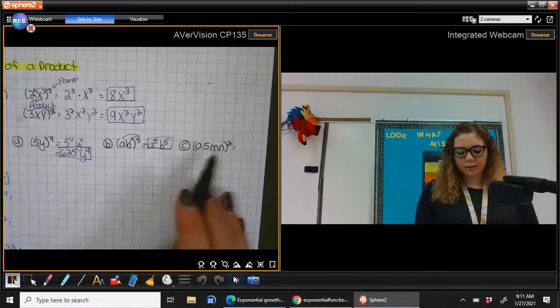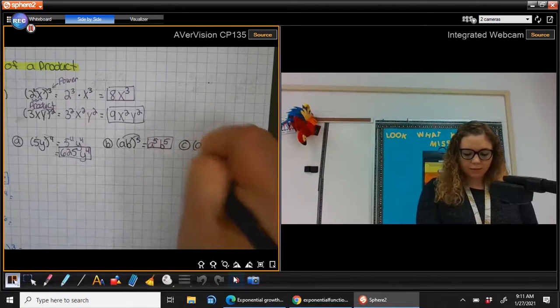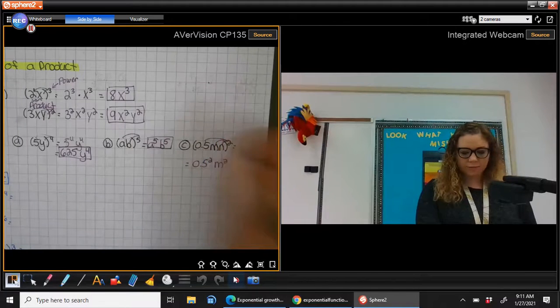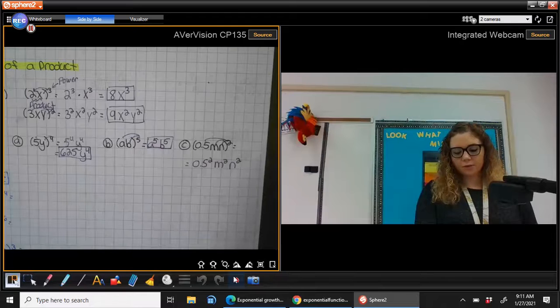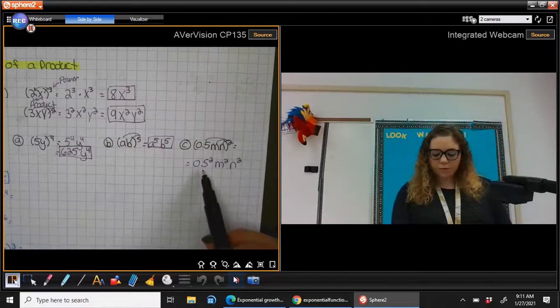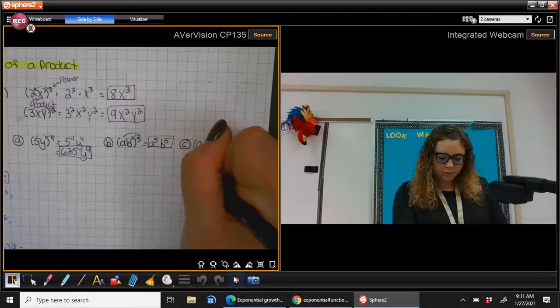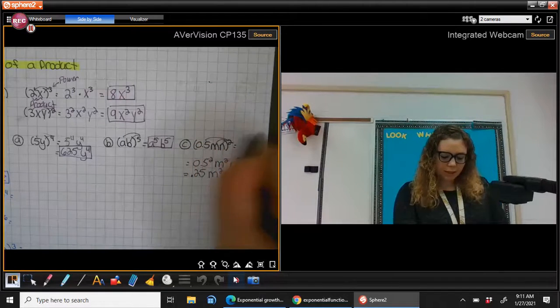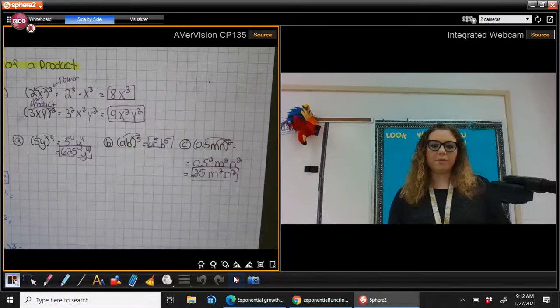And then at this one, distribute this 2 in. So I have 0.5 raised to the second power, m raised to the second power, and n raised to the second power. So 0.5 raised to the second power is going to give me 0.25. And then I'm going to keep m to the second and n to the second because there's nothing else we can do with that. And that's going to be my final answer.